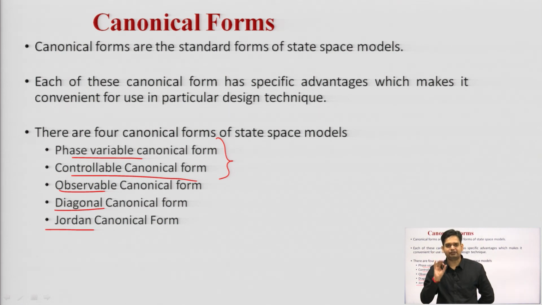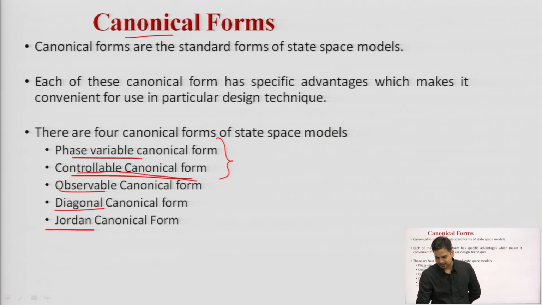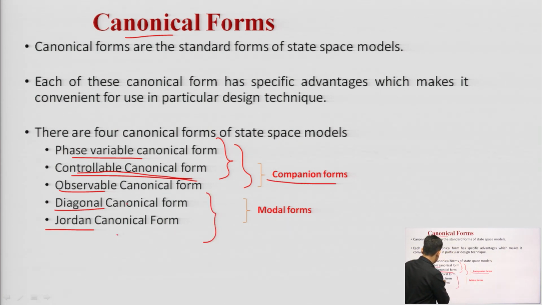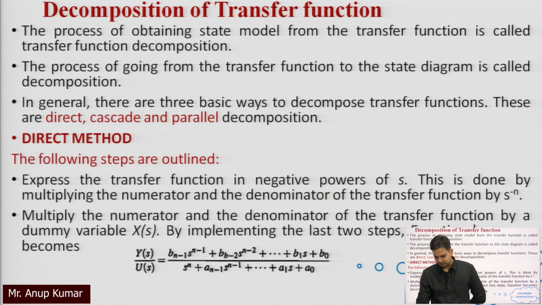Till now, whatever we studied about the modeling of state space model, we had used the canonical form which is equivalent to the controllable canonical form, and that method is also known as phase variable canonical form. Okay. So, this group is known as companion form, and this bottom group, diagonal and Jordan, they are again equivalent. I will tell you what is the basic difference between them. It is known as modal form.